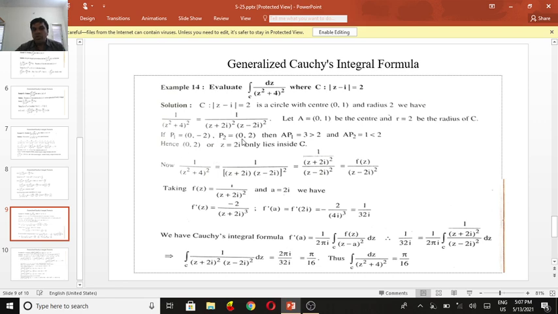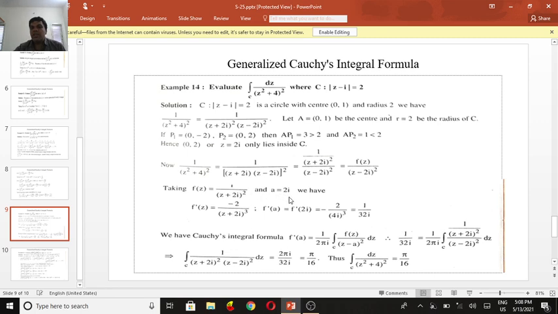So z equal to 2i only lies inside C. Now we can write the given problem, 1 by (z square plus 4) whole square, as 1 divided by (z plus 2i) whole square (z minus 2i) whole square. That is, in the form f(z) divided by (z minus 2i) whole square, so taking f(z) equal to 1 by (z plus 2i) whole square. This is f(z).